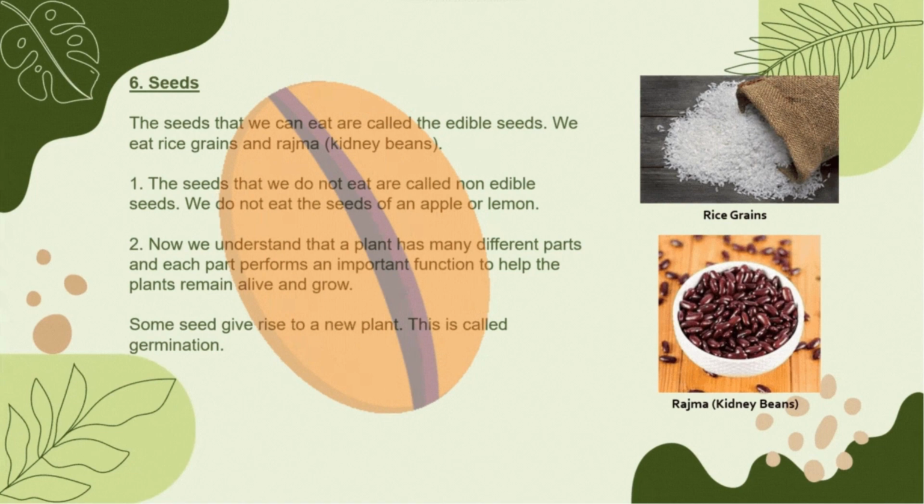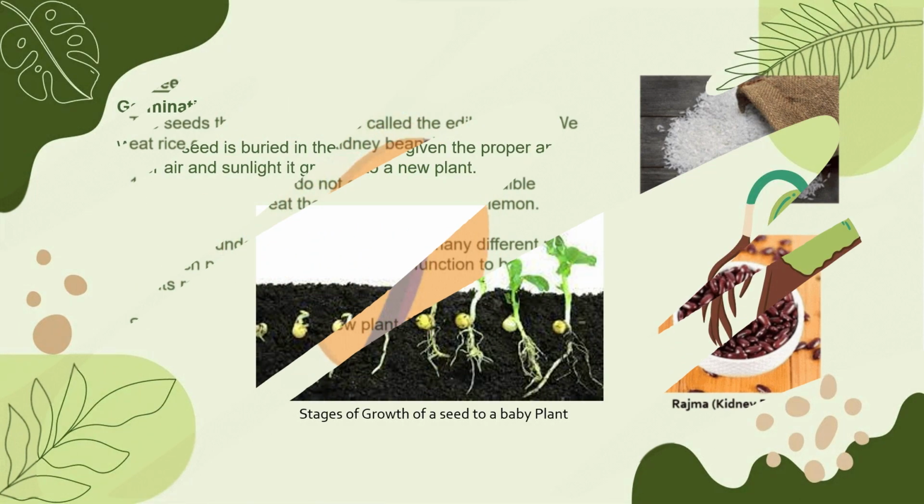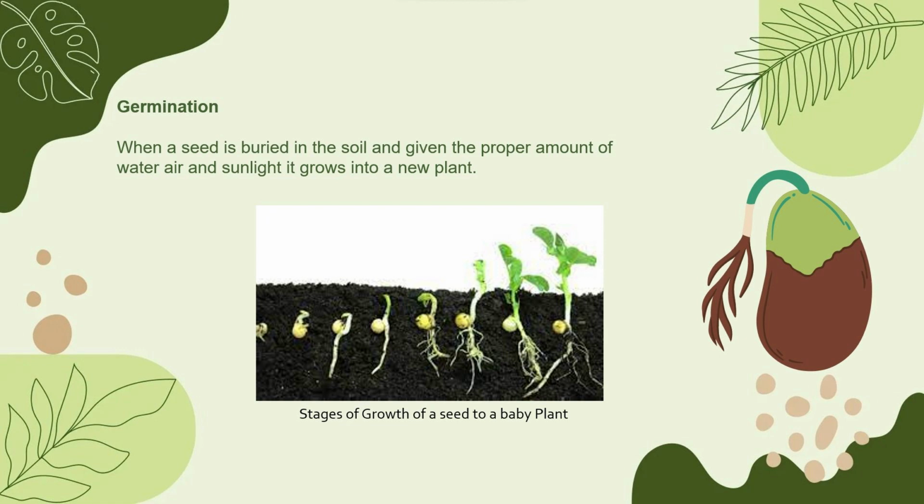Some seeds give rise to a new plant. This is called germination. When a seed is buried in the soil and given the proper amount of water, air, and sunlight, it grows into a new plant.